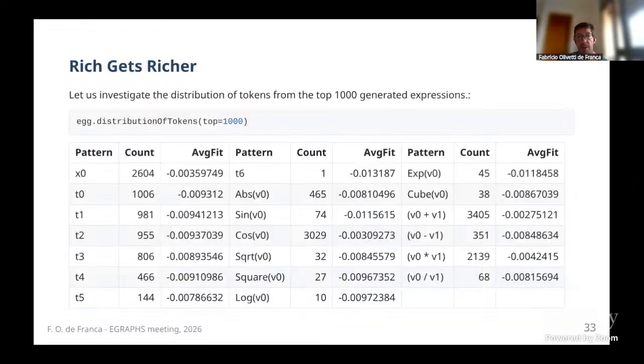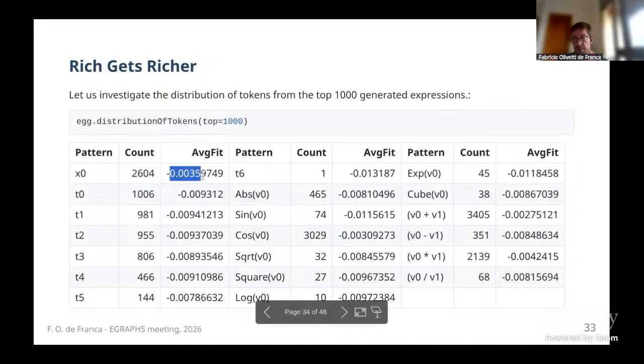Another thing that we can do is get the distribution of the tokens. So basically what I'm doing here is take the top 1,000 evaluated e-classes from the egraph, and then I'm counting the occurrence of each one of the symbols in all these expressions and calculating the average fitness of them. So for example, the variable x appeared more than 2,000 times with an average fitness of this one here.